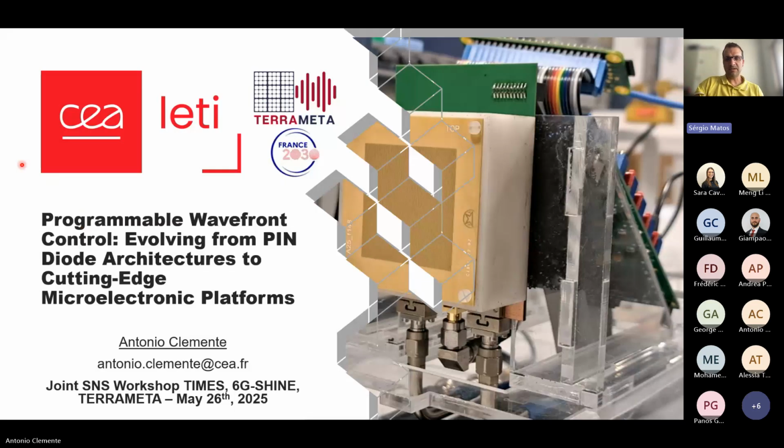He's been one of the leading researchers on transmit arrays, configurable transmit arrays, with a wide range of applications, from X-band to terahertz more recently. And I think he will be the perfect person to present this overview, from the classical technology for configurable transmit arrays to the more recent microelectronic options that we have. So, Antonio, go ahead, please.